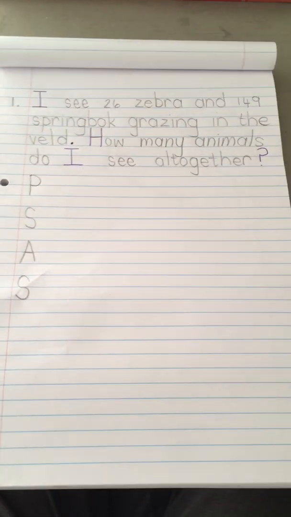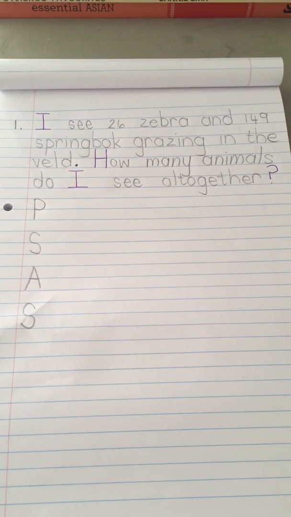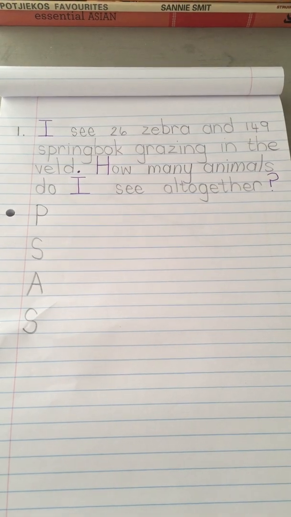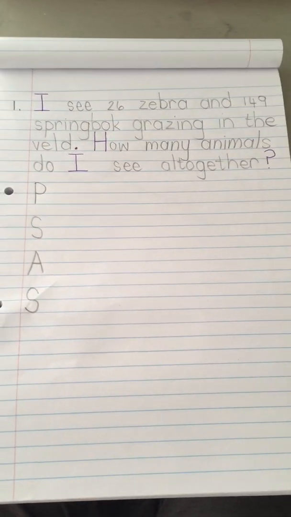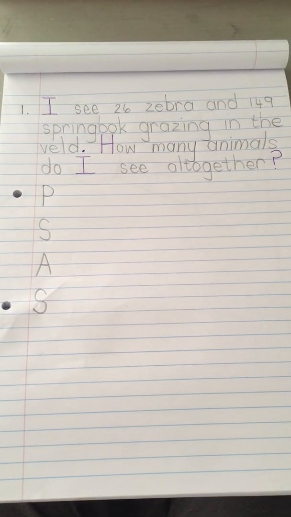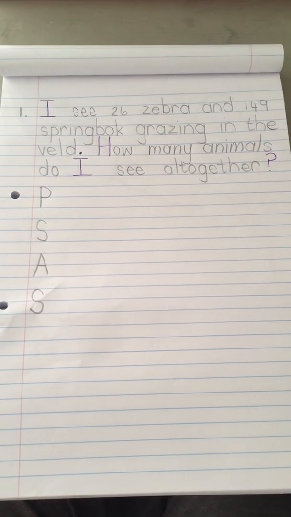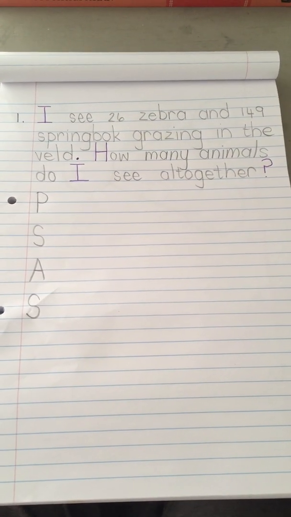And you need to do all of them by doing pizzazz. Remember, pizzazz is picture, sum, answer, sentence. So the first one, like you'll see on your screen, I've copied it and I've written it down. It says, I see 26 zebra and 149 springbok grazing in the veld. How many animals do I see all together?